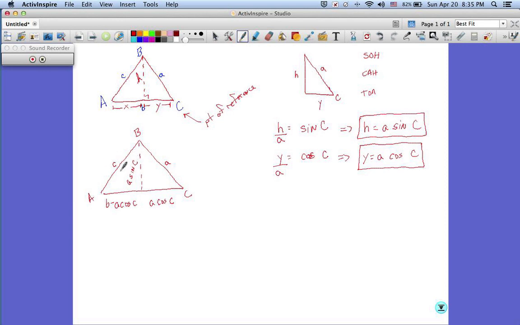Alright, so now I'm going to look at side C, and I'm going to use the Pythagorean theorem. Notice what I have right here, since I dropped an altitude down. I have a right triangle here. Right, we had it labeled up here as a right triangle. So the Pythagorean theorem says C squared equals A squared plus B squared.